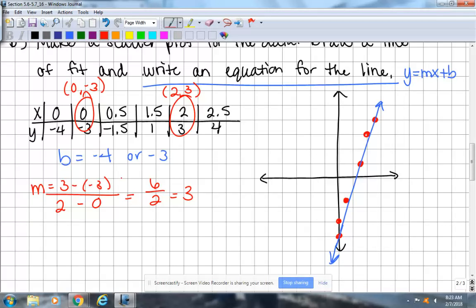So I've got an m and a b, don't I? Write your equation. y equals 3x minus 4.